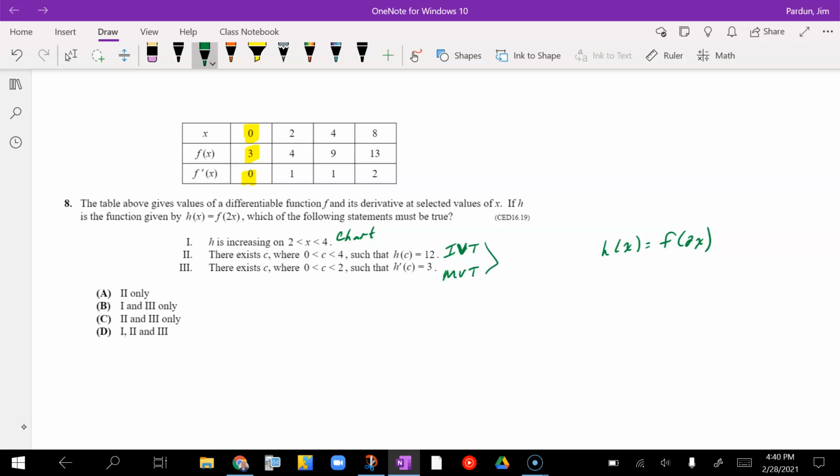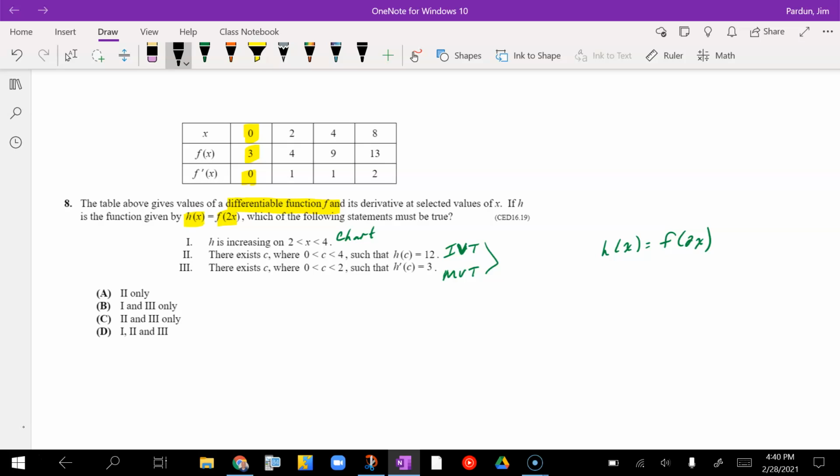Well, in order to use the intermediate value theorem and the mean value theorem, I have to know that the function is differentiable and continuous. They didn't say anything about continuity, but they said differentiable function f. If f is differentiable, then f of 2x is differentiable, which means h is differentiable. And if a function is differentiable, it must be continuous. So I met the qualifications for the IVT and the MVT. So let's talk about bullet point number 1 first.